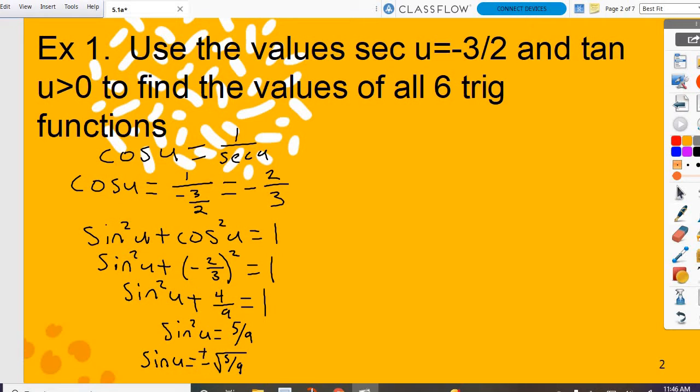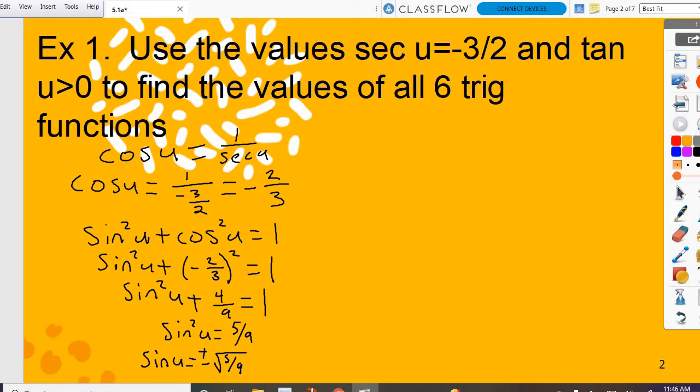Plus or minus. How do I decide which one I want to use? Positive or the negative one? Not u. That tangent of u has to be bigger than 0. So what is going to determine if sine is positive or negative? Where it's at on the graph. What do we mean by that?